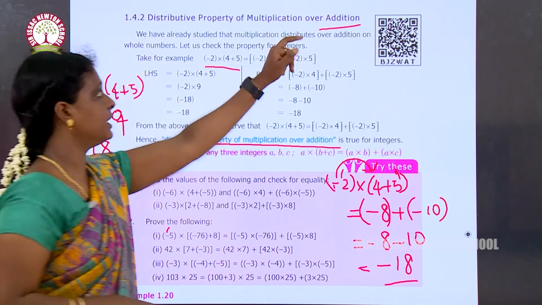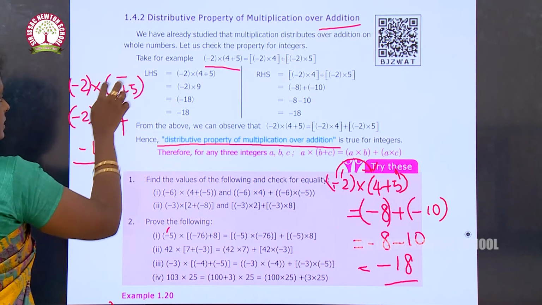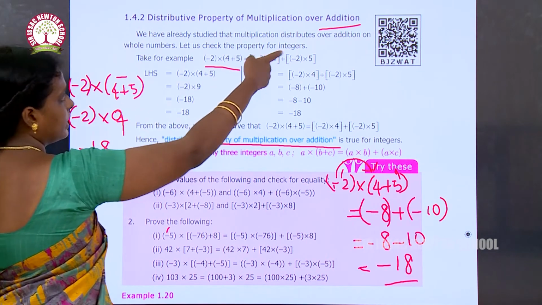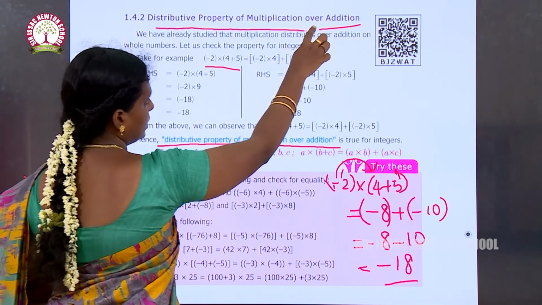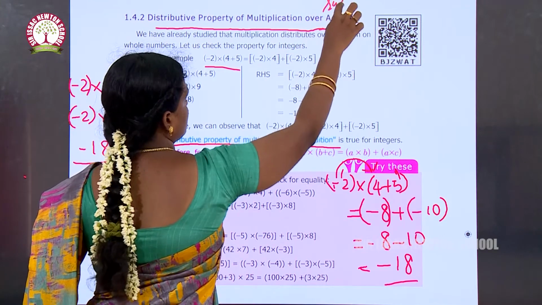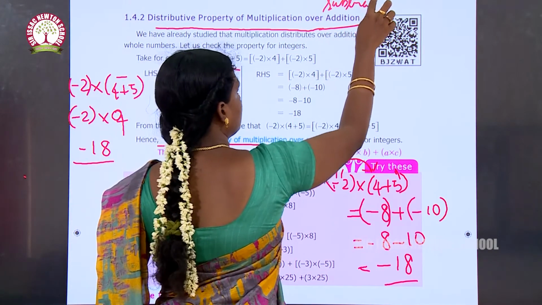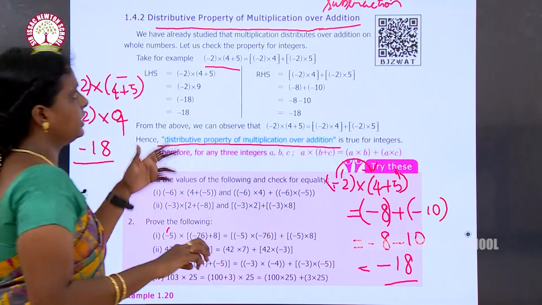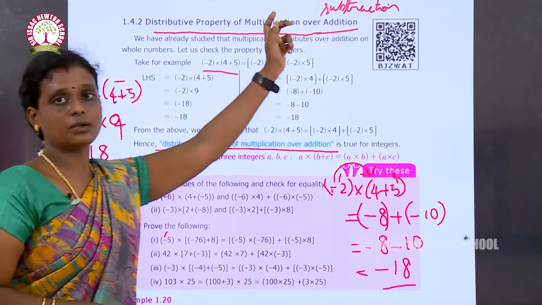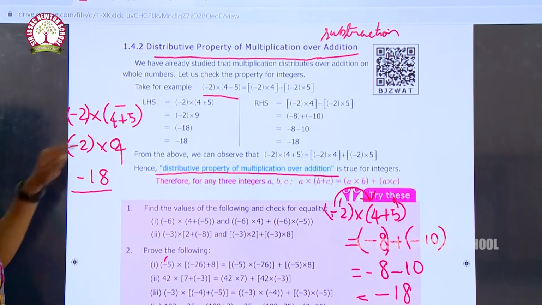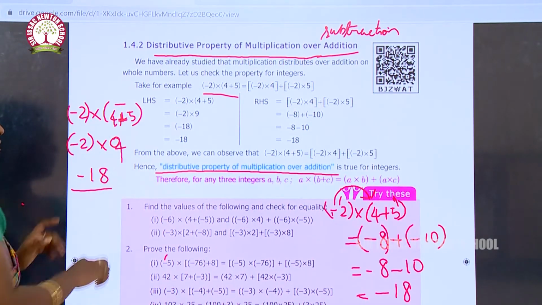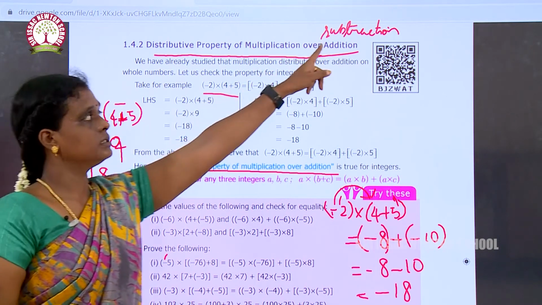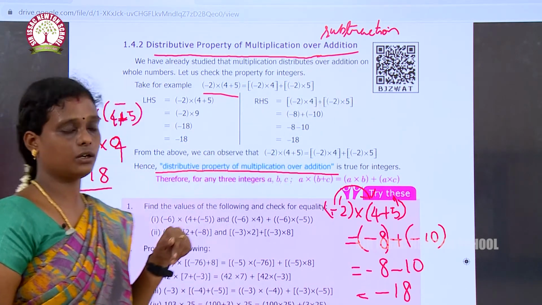What is the meaning of over addition? If you are having a negative sign at the center, this property is the same, but it will be converted to distributive property of multiplication over subtraction. Here we are having a positive sign, so it is for addition. If you are having a negative sign, this will be for subtraction.